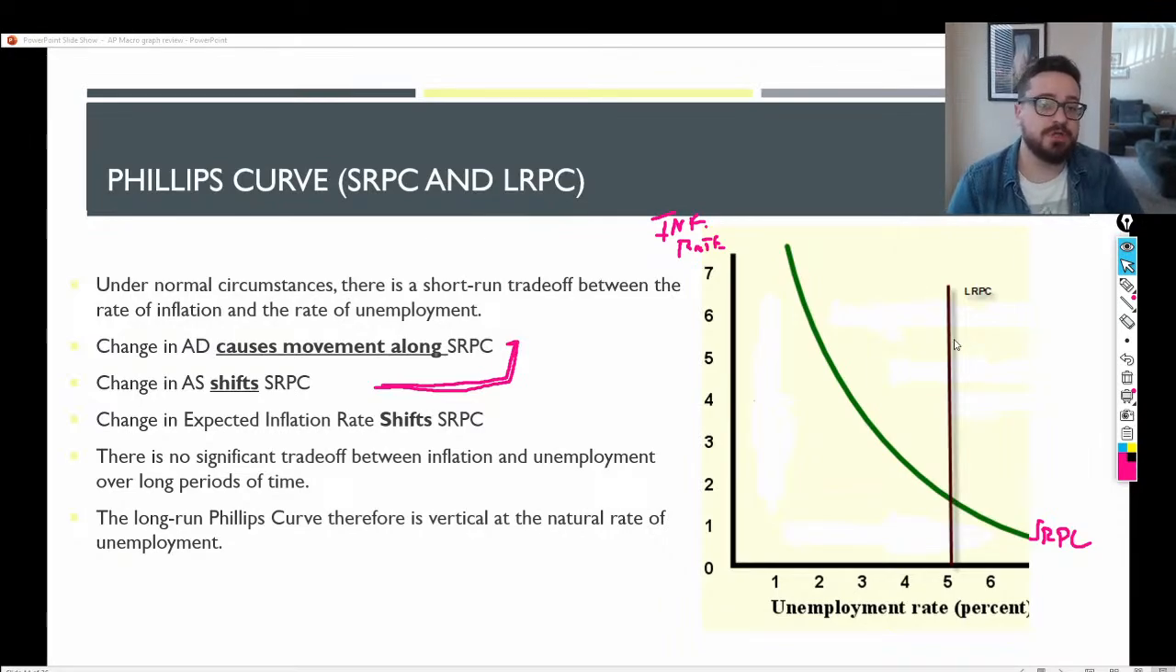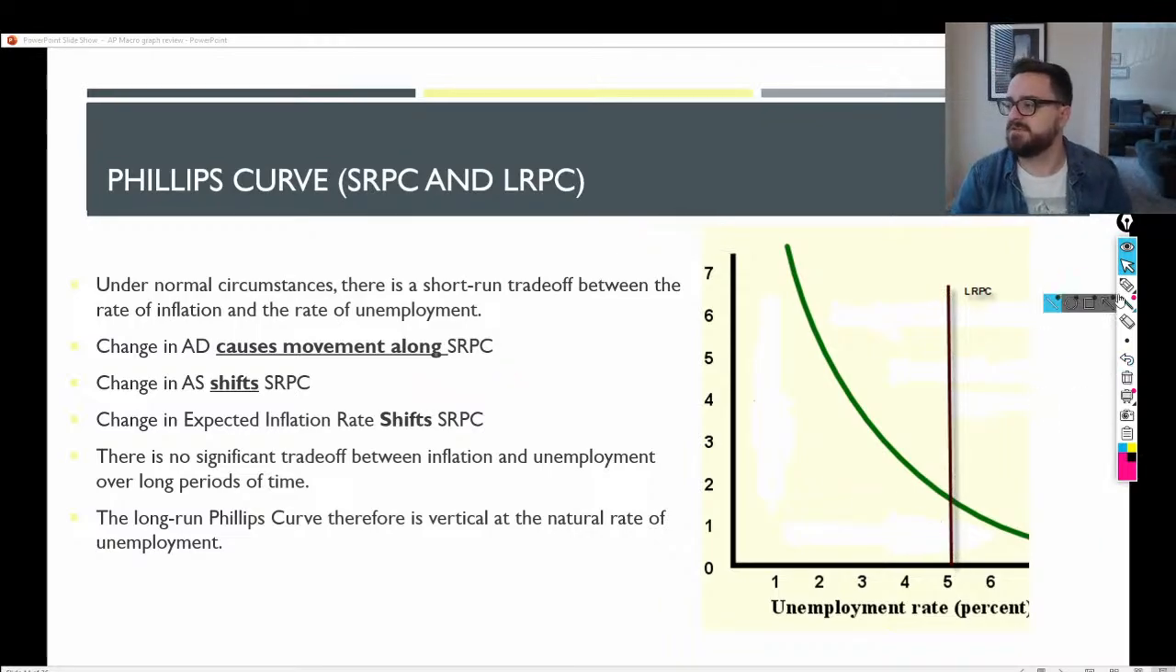If you add up all of your structural and frictional, you get the natural rate, which is where your LRPC is at. LRPC, just like LRAS, is a visual reference for full employment. Full employment is here. I don't care what the inflation rate is. Regardless of whatever the inflation rate is, if everyone who should be working is working, you'd be at this number. That's what's going on there.